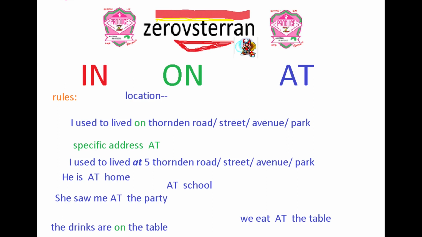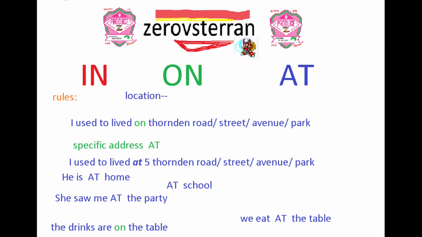Okay, talking about location, we use on when we are talking about a street. I used to live on Thorned Road, street, avenue, park. But if it's a specific address, then we use at. I used to live at 5 Thorned Road, street, avenue, park. And you can use this rule of using at for a specific place in general.